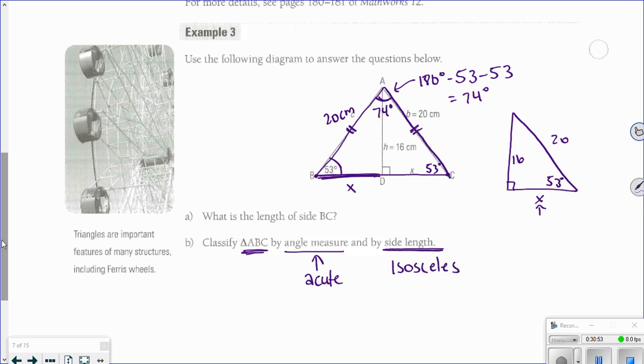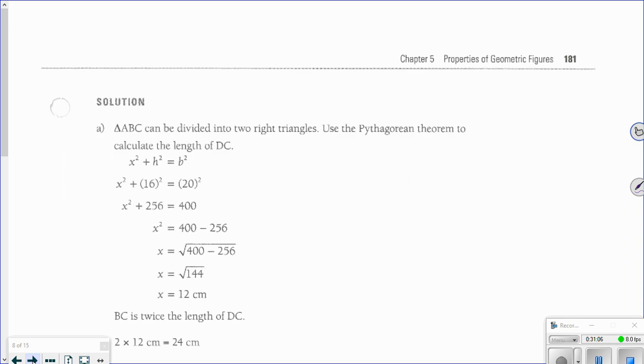So we would classify triangle ABC as an acute isosceles triangle. Okay, on the next page, it's just going to show you how they went about solving this. They chose to divide it into two right triangles, and they used Pythagorean theorem to calculate the length of side DC, so that bottom one, which they found to be 12 centimeters. Then, because that's half of the big triangle, or half of between B and C, they times it by 2, got 24 centimeters in the end.